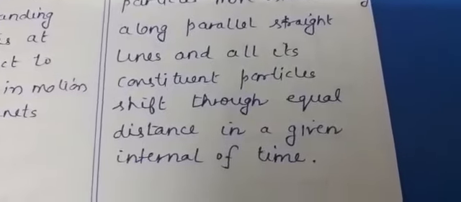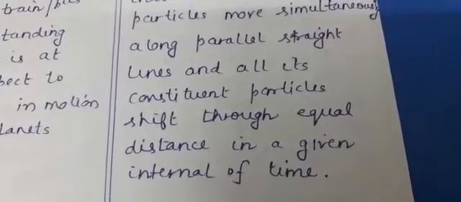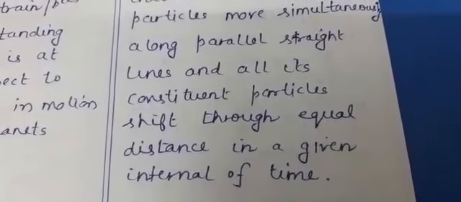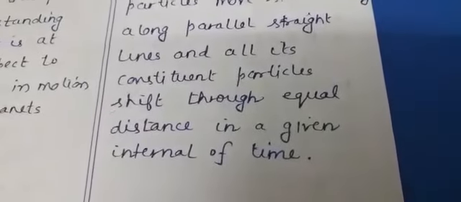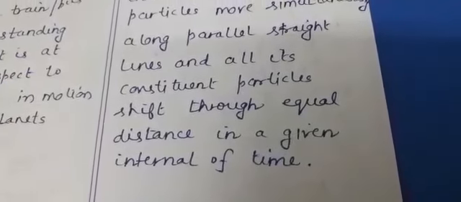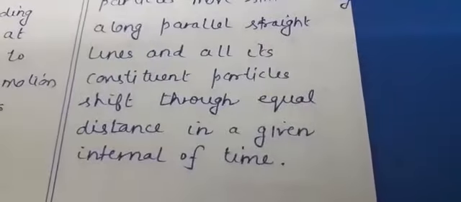It means if a car is moving along a straight road, then all the particles, including its wheel, its steering wheel, its seats, are all moving along a straight direction. So that motion is translatory motion, and this is also a rectilinear motion.